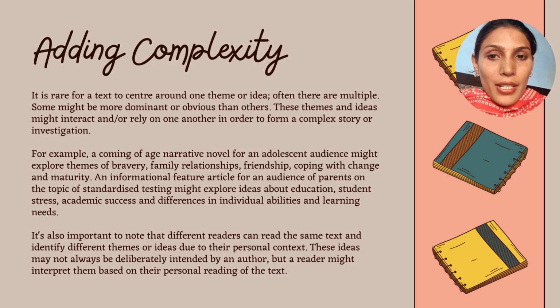It is rare for a text to center around one theme and idea. Often there are multiple. Some might be more dominant or obvious than others. These themes and ideas might interact and/or rely on one another in order to form a complex story or investigation. For example, a coming-of-age narrative novel for an adolescent audience might explore themes of bravery, family relationships, friendship, coping with change, and maturity.